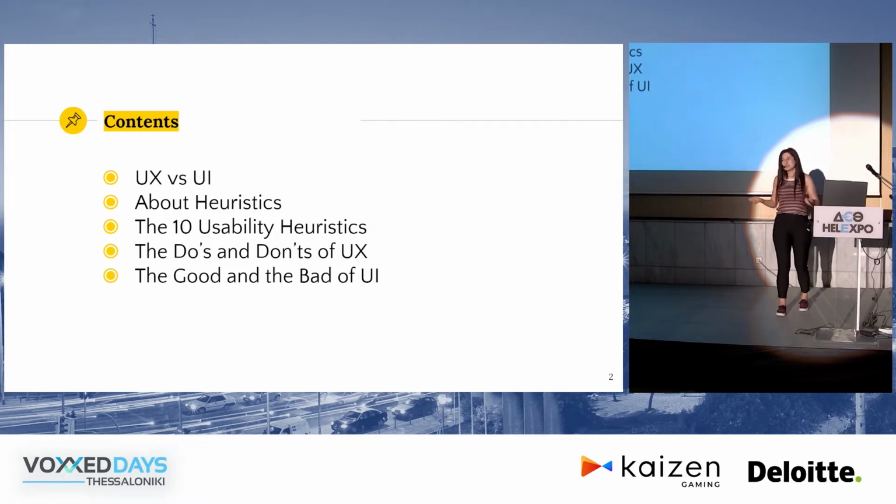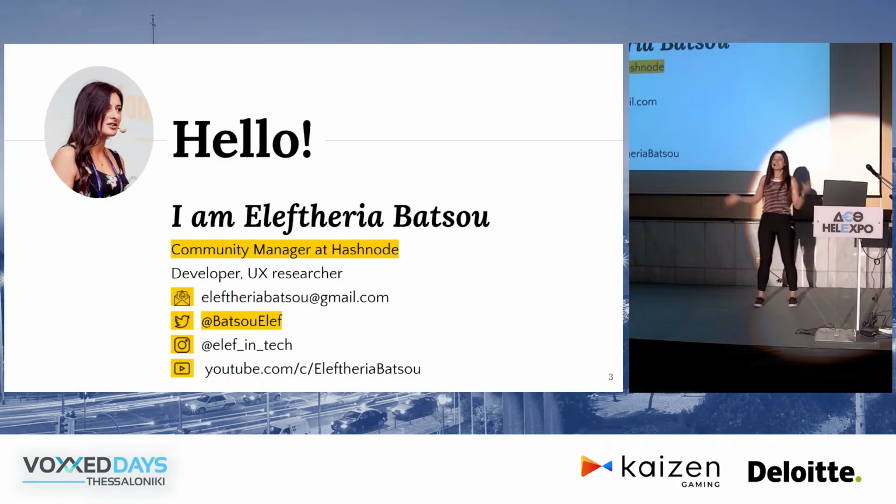And we will do that by giving some examples. That's the heuristics, the 10 heuristics. You can think about that as 10 tips. And in the end, we will have two parts about the do's and don'ts of UX and the good and the part of UI.